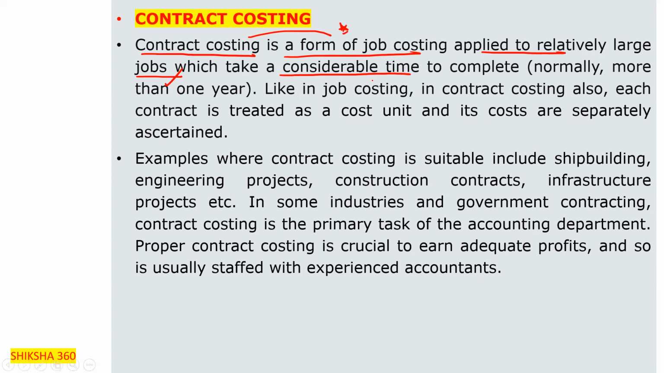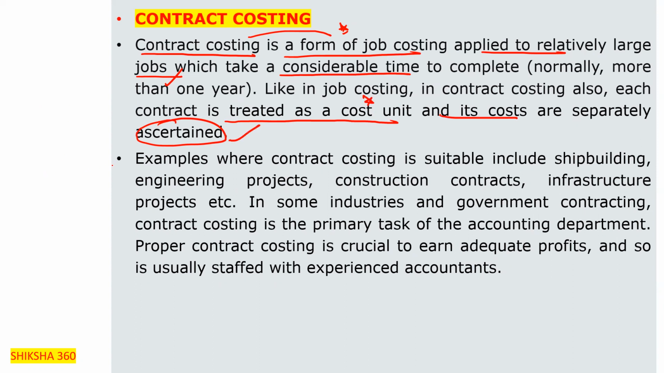So contract costing is applicable where it is a form of job costing applied to relatively larger jobs which take a considerable time to complete, that is normally above 1 year. Like in job costing, in contract costing also, each contract is treated as a cost unit and its costs are to be separately ascertained.